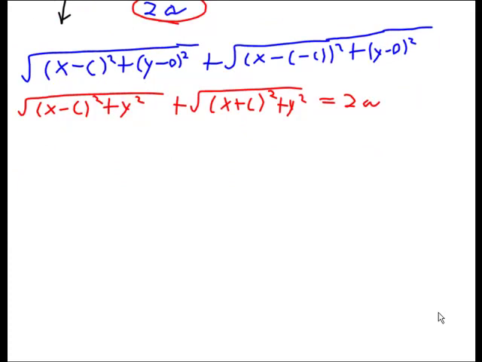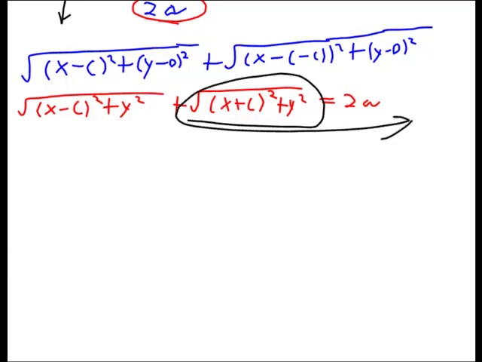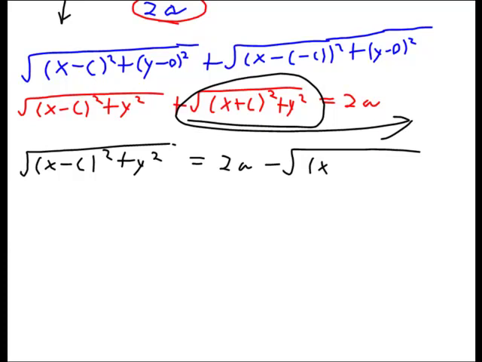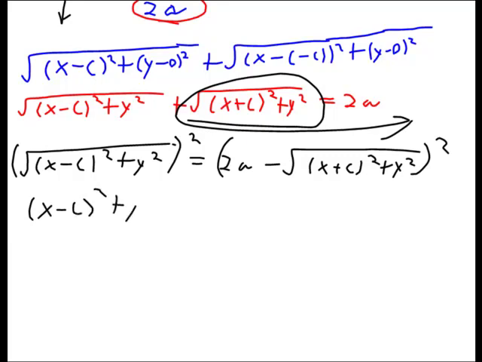So first thing, let's take one of these radicals and bring it to the other side of the equation. So that leaves on one side the square root of (x minus c) squared plus y squared, and on the other side it will be 2a minus the square root of (x plus c) squared plus y squared. So now if we square both sides of the equation, on the left we just get rid of our square root and we're left with (x minus c) squared plus y squared.